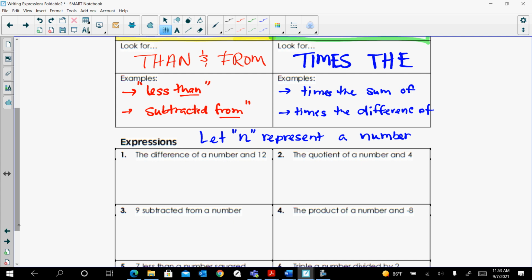All right, read number 1. Aiden, read number 1. Okay, what's the keyword operation? Yeah, the difference is the word. What operation does that indicate?